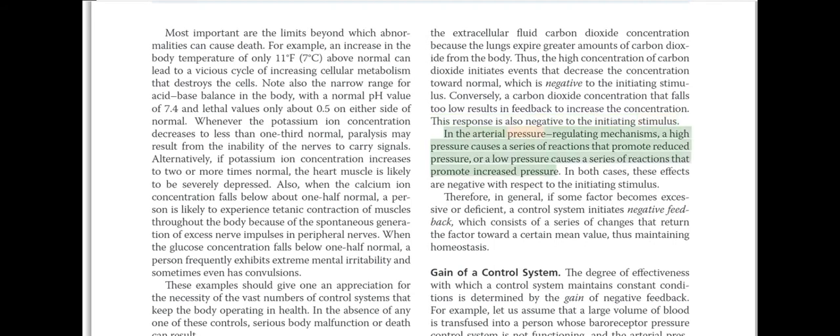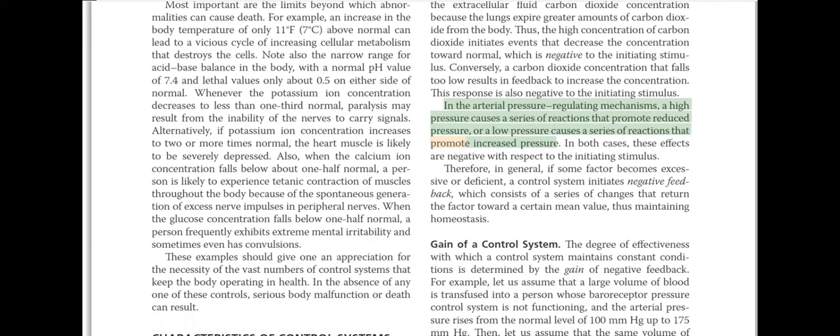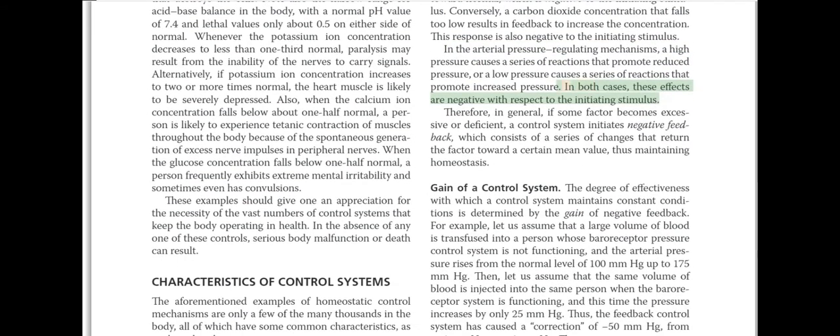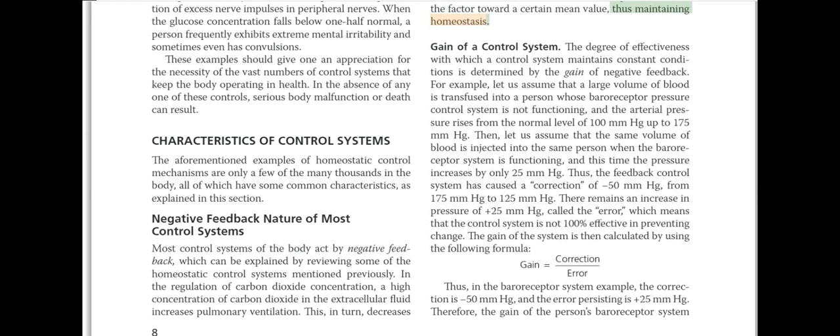In the arterial pressure regulating mechanisms, a high pressure causes a series of reactions that promote reduced pressure, or a low pressure causes a series of reactions that promote increased pressure. In both cases, these effects are negative with respect to the initiating stimulus. Therefore, in general, if some factor becomes excessive or deficient, a control system initiates negative feedback, which consists of a series of changes that return the factor toward a certain mean value, thus maintaining homeostasis.